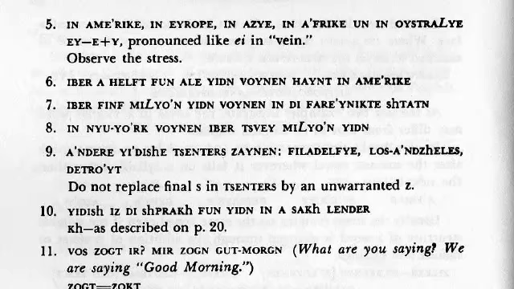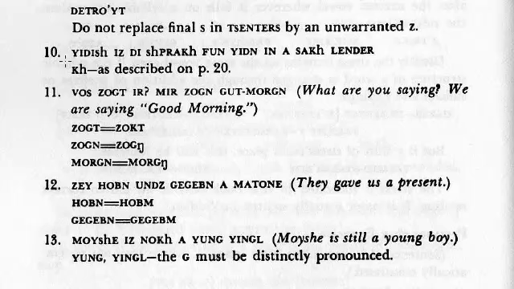Number 9. Andere jiddische Centers seien Philadelphia, Los Angeles, Detroit. Andere jiddische Centers seien Philadelphia, Los Angeles, Detroit. Number 10. Note the pronunciation of the ch sound. Yiddish is die Sprach von Jiden in a Sach Länder. Yiddish is die Sprach von Jiden in a Sach Länder.